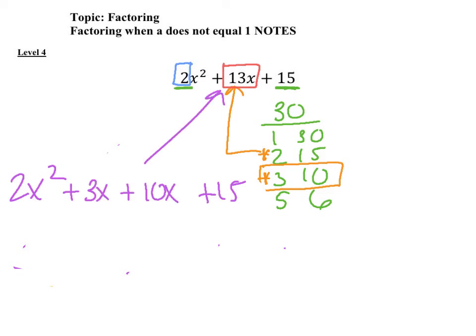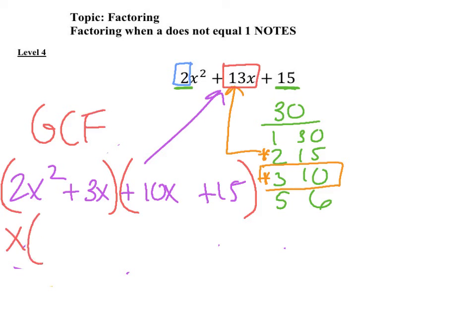Now I have to group these together. So I'm going to group the first 2 together and the second 2 together. I'm going to find my GCF of both of the polynomials. So for the first one, I notice that there's an x in common, but the 2 and the 3 have nothing in common. So I'm going to leave those in there and just pull out the x.